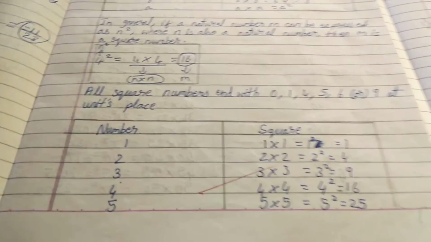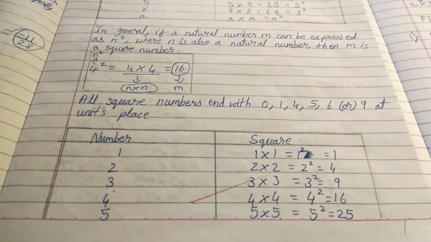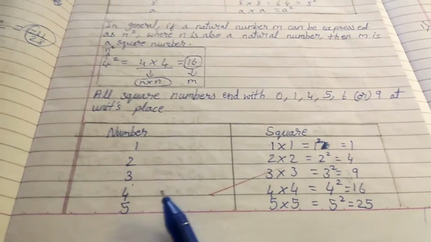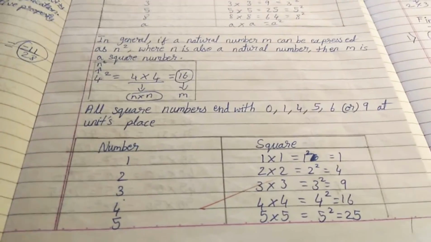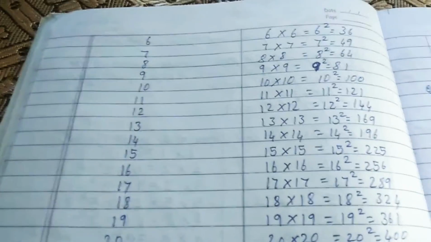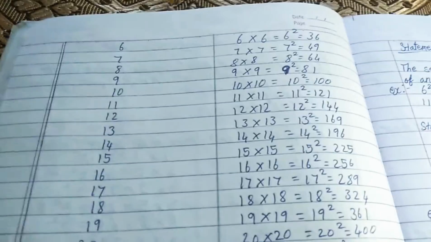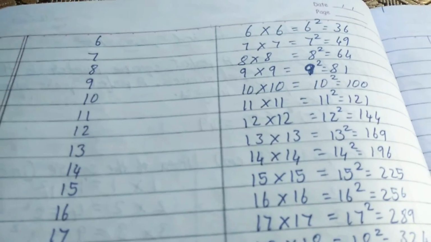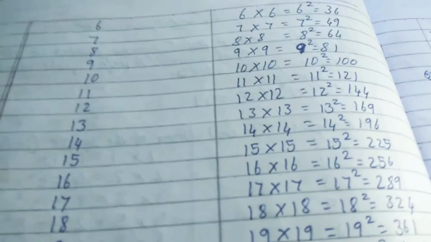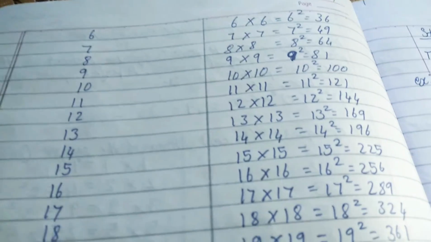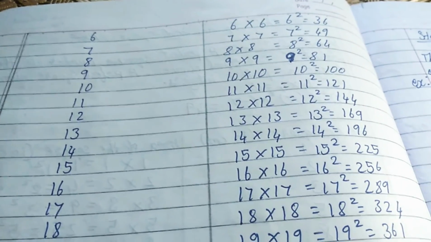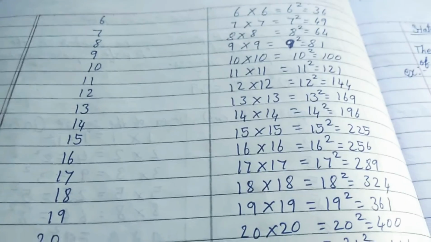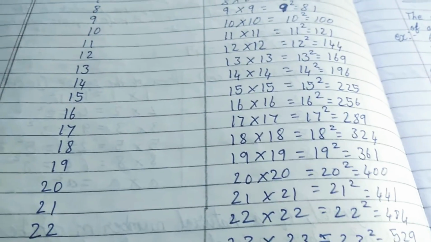Now I'll tell you the squares from 1 to 50. 1 square is 1, 2 square 4, 3 square 9, 4 square 16, 5 square 25, 6 square 36, 7 square 49, 8 square 64, 9 square 81, 10 square 100, 11 square 121, 12 square 144, 13 square 169, 14 square 196, 15 square 225, 16 square 256, 17 square 289, 18 square 324.